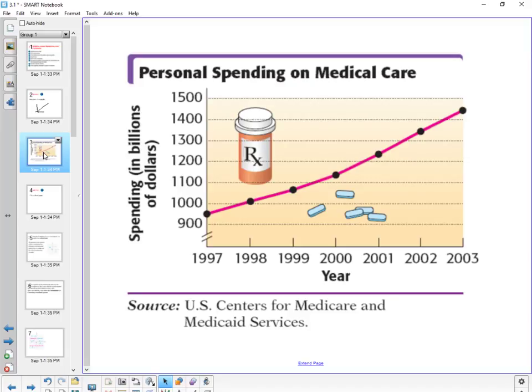In this case, X is the number of years, and up on top we're talking about spending in billions of dollars on medical care. So I can see that the cost of medical care is increasing as the number of years increases. That's simple. Interpreting it, I can see that the cost and spending is increasing every year.